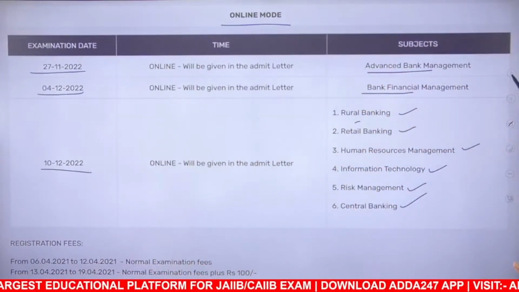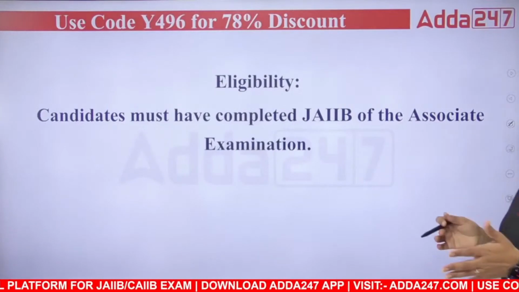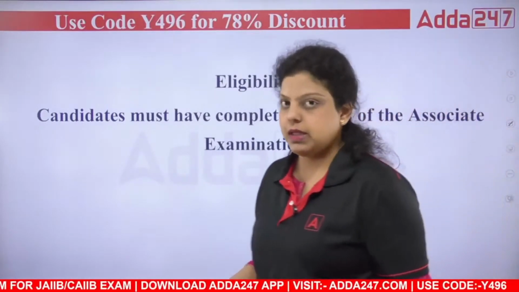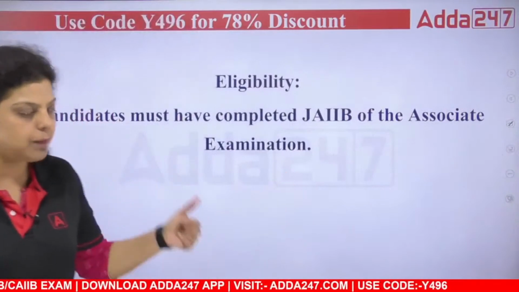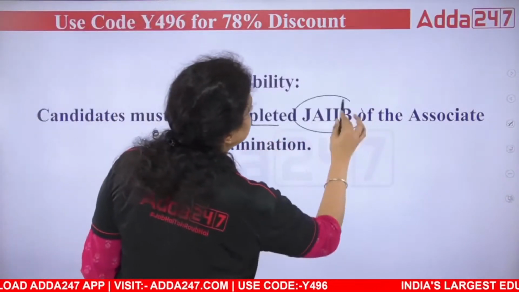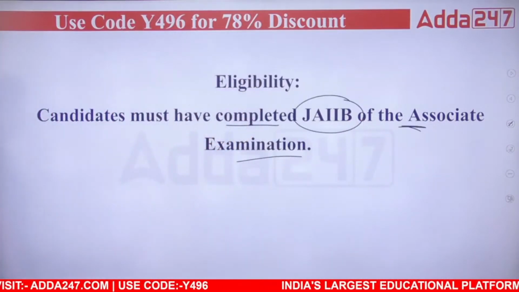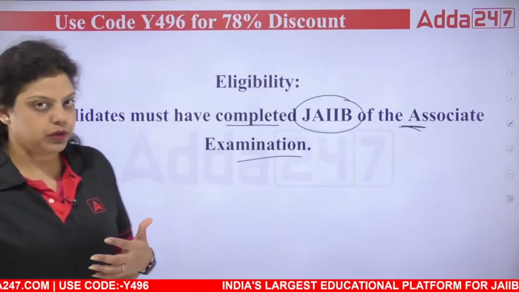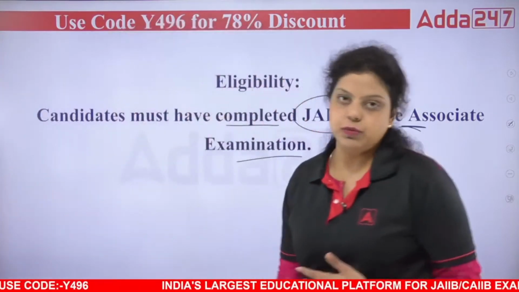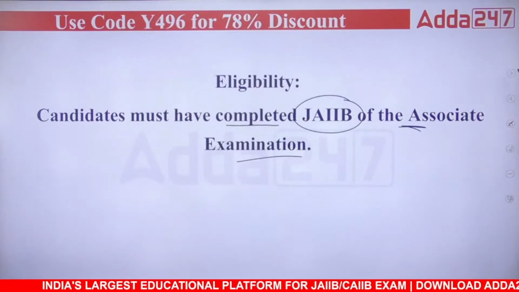Now let's start with the eligibility: who is eligible to fill the form of CAIIB and give this particular exam. All the candidates who have completed the JAIIB of the associate examination are eligible to fill this form and give this exam. So you should have completed your JAIIB of the associates exam.